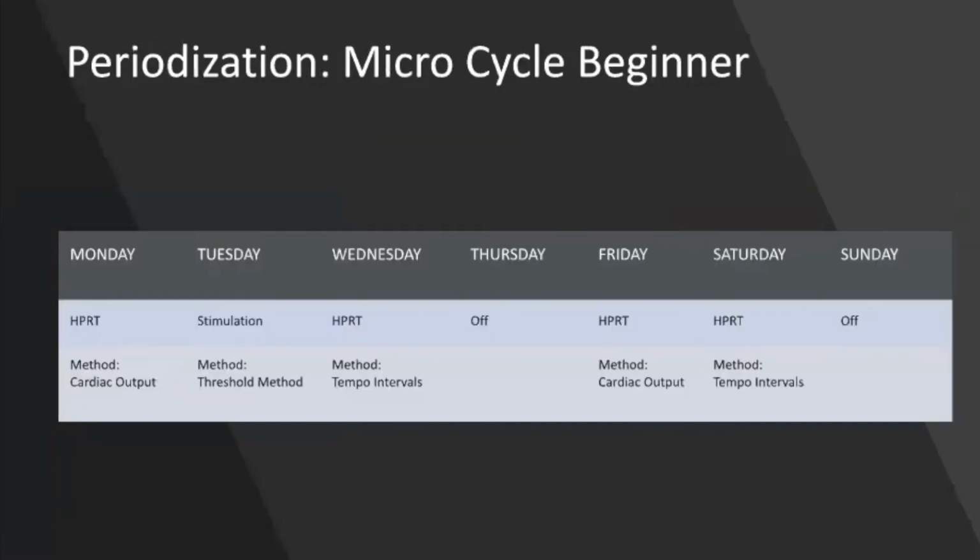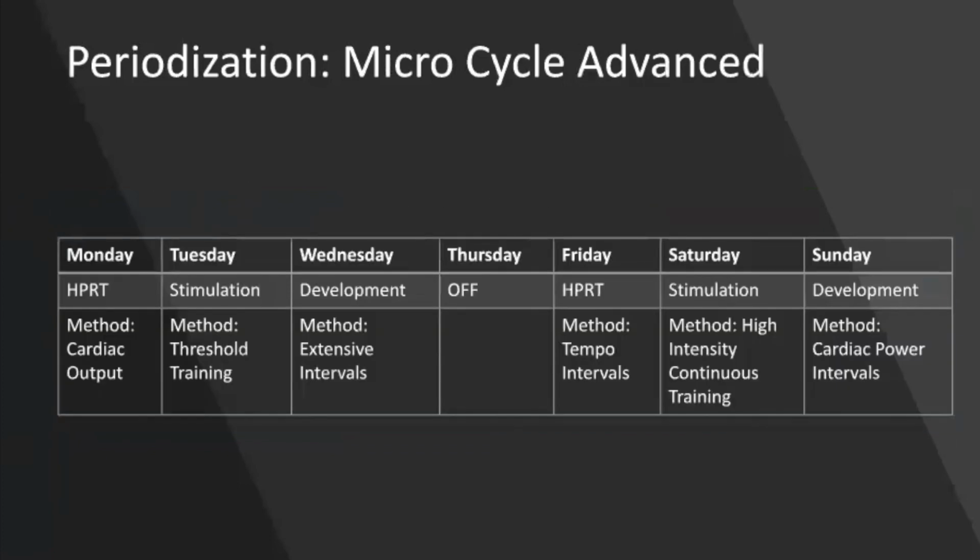And these last two right here, you see, that's the cardiac output method: Monday, Tuesday, Wednesday, Thursday, Friday, Saturday. This is the periodization, and then this is the periodization for an advanced trainee.